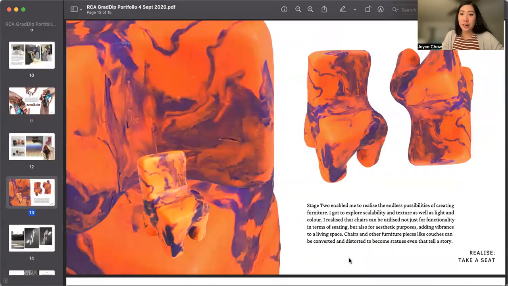So stage two of the graduate diploma enabled me to realize the endless possibilities of creating furniture. I got to explore scalability and texture as well as light and color. I realized that chairs can be utilized not just for functionality in terms of seating, but also for aesthetic purposes, adding vibrance to a living space. Chairs and other furniture pieces like couches can be converted and distorted to become statues, even, that tell a story.